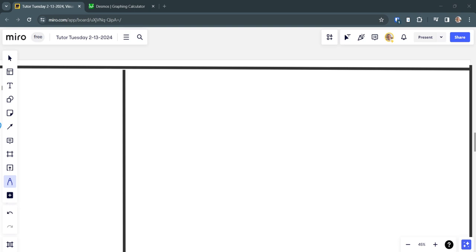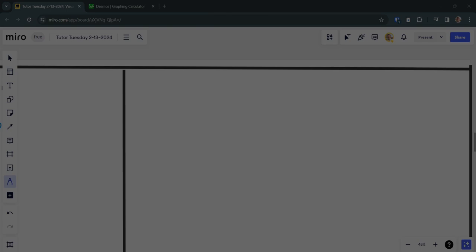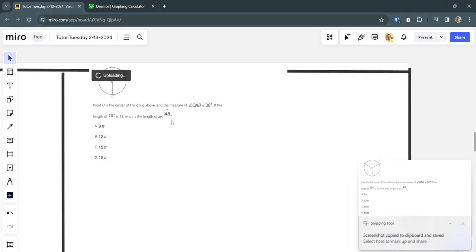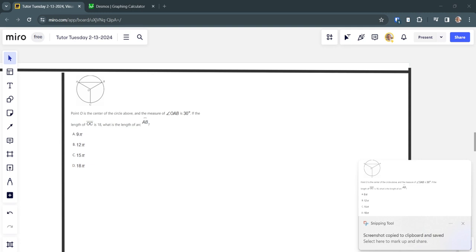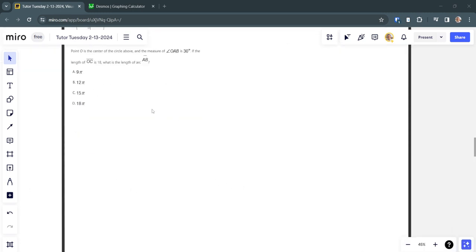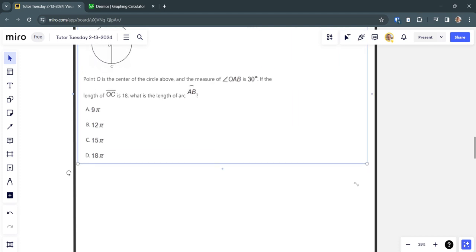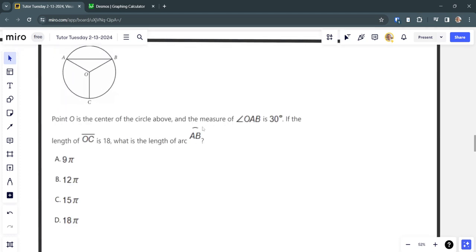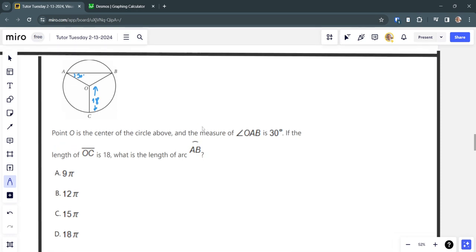Okay. I don't know how hard this one is, but let's try it out. Everybody loves circles. This one says that point O is the center of the circle. The measure of angle OAB is 30 degrees, and the length of OC is 18. What is the length of arc AB?